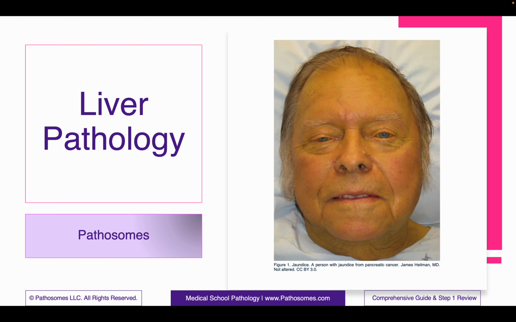Now imagine, just for a brief second, that this was your patient. What is one of the first physical exam findings that you recognize? Would it be his blue eyes? Would it be his hair? Or would it be his skin that appears somewhat yellow? We're going to be discussing this and much more in this presentation on liver pathology.